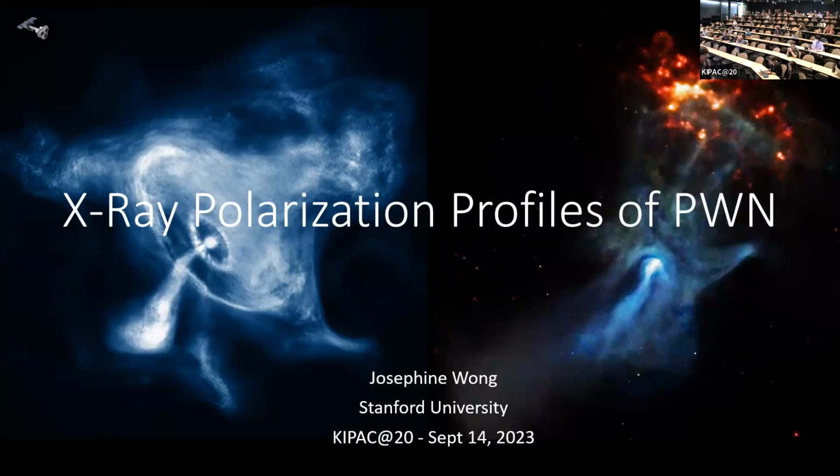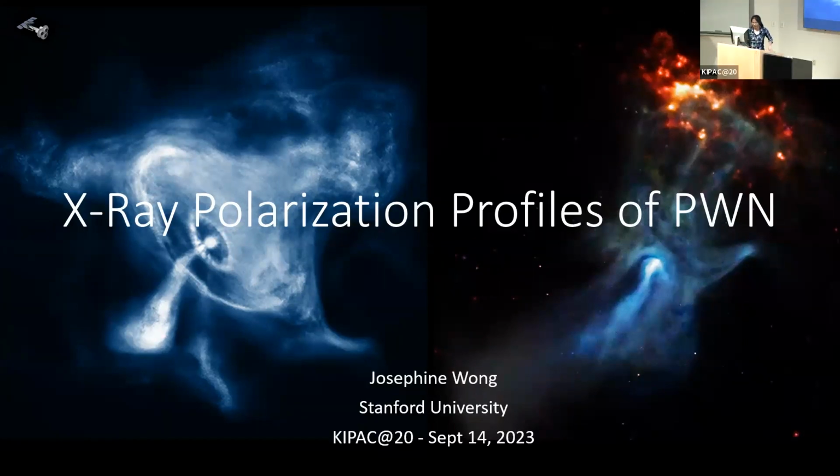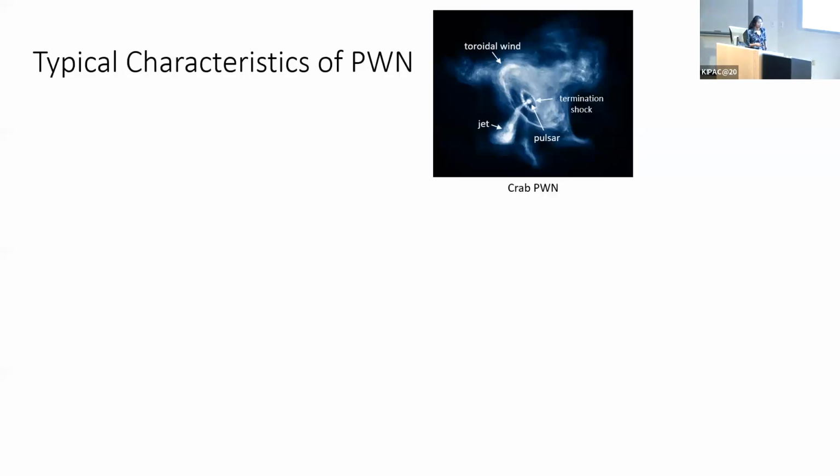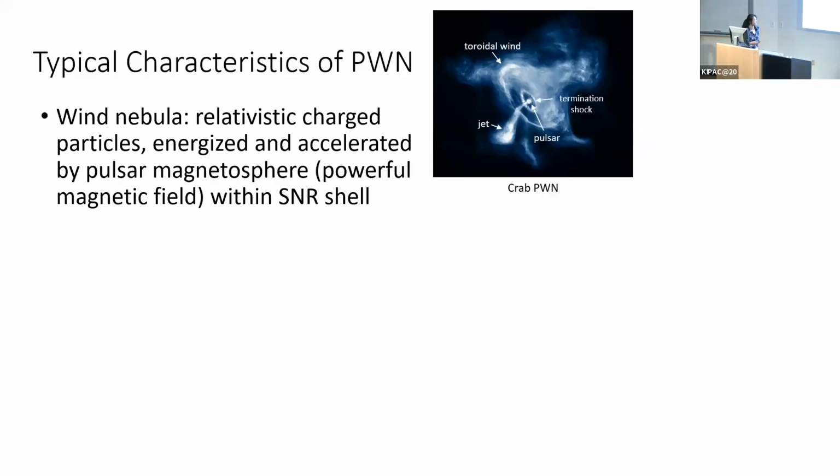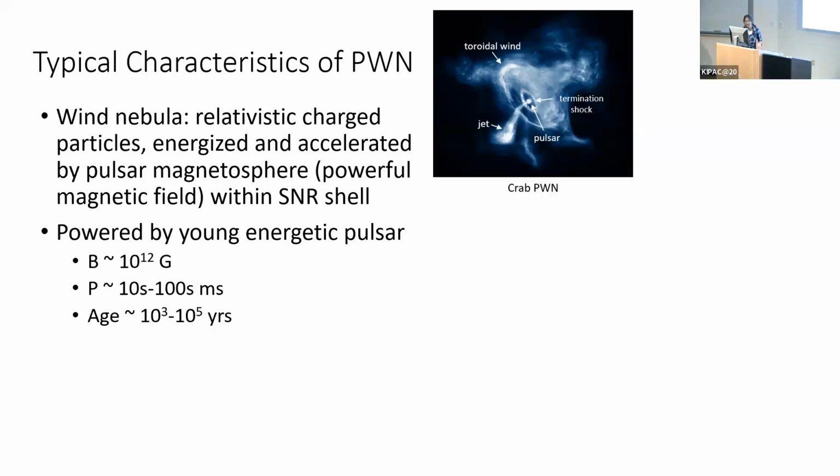Yeah. So in my talk, I'm going to be transitioning a little bit away from cosmology and focusing more on the high energy universe. My talk is on using X-ray polarimetry to study pulsar wind nebulae, or PWN. The general picture of how a pulsar wind nebula works is that there's a central young energetic pulsar surrounded by a wind of relativistic charged particles. You can see a diagram of that over there.